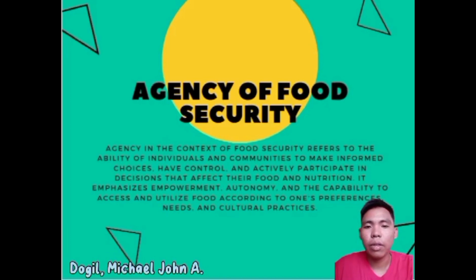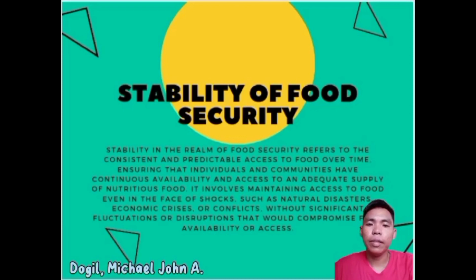So, stability in food security refers to the consistent and predictable access to food over time, ensuring that individuals and communities have continuous ability and access to an adequate supply of nutritious foods.